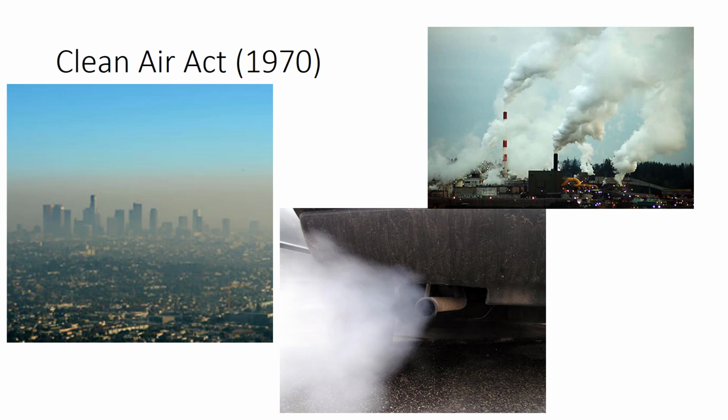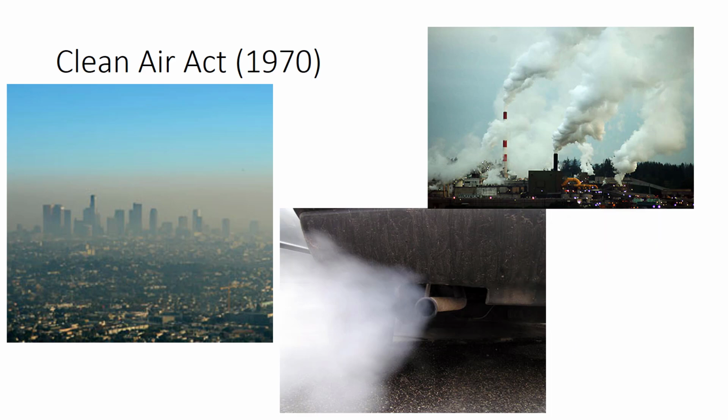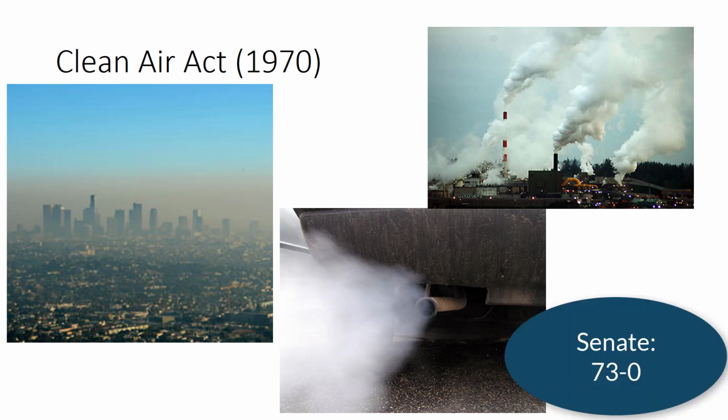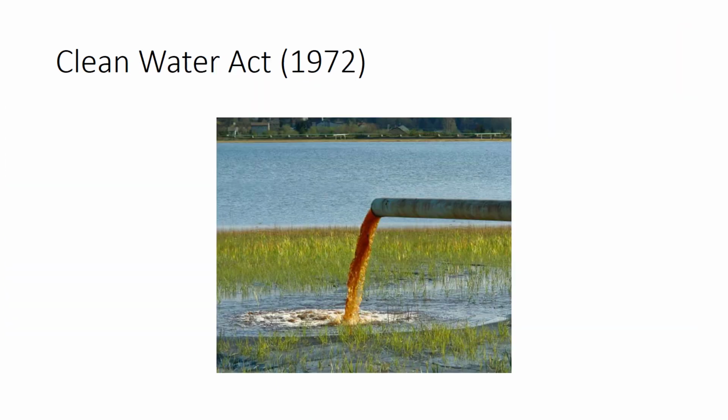It passed the House on June 10th by a 374-1 margin. An even stricter version passed the Senate on September 21st by a vote of 73-0. After a 3-month conference period, final versions were passed on December 18th, and the bill was signed into law on December 31st. The Clean Water Act of 1972 took a little longer and was a little bit rockier.